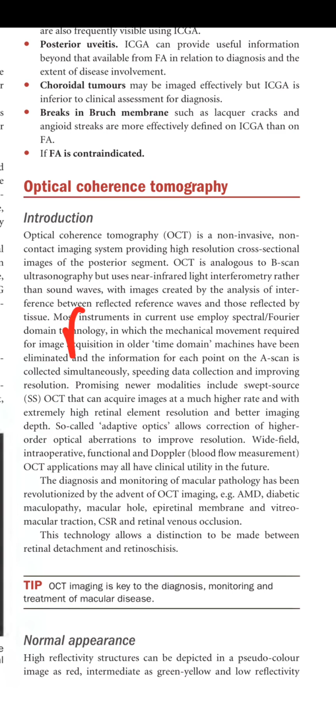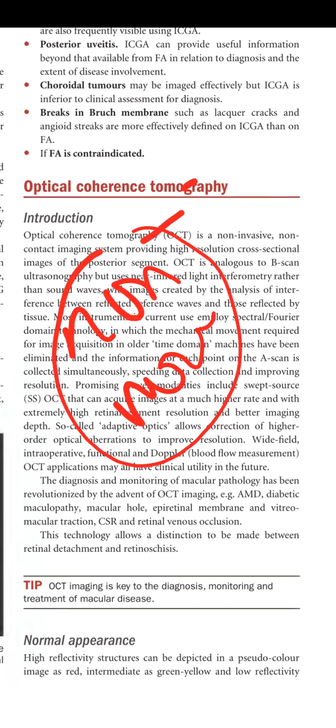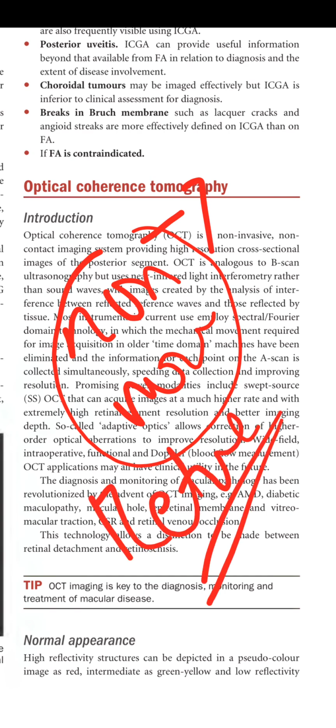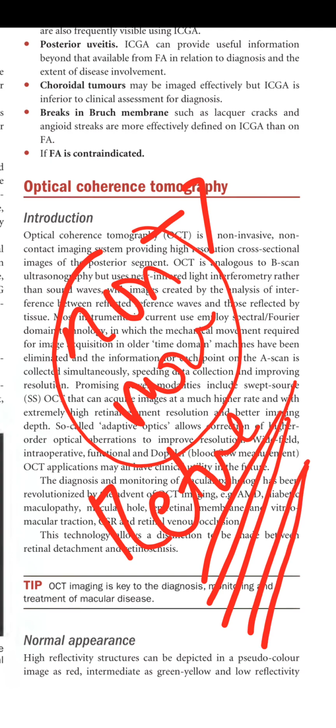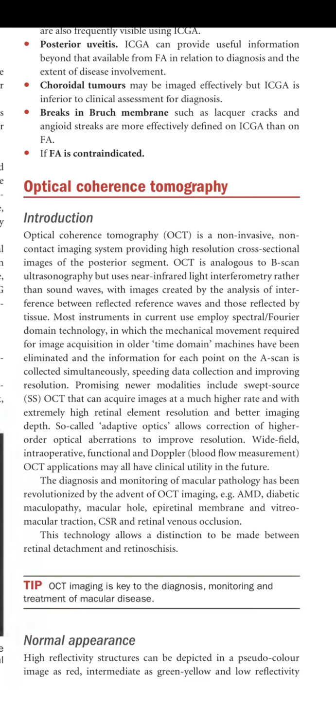Next is optical coherence tomography. So basically it is a non-contact, non-invasive method of imaging the retinal histology. So you can basically determine all the layers of the retina through OCT.